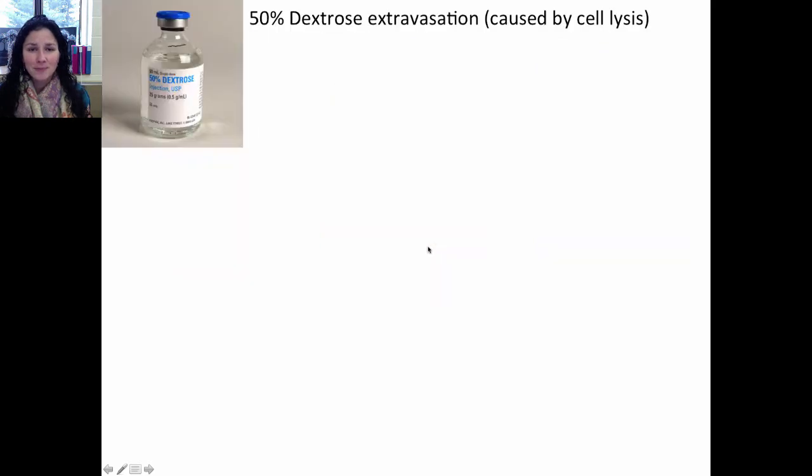I'll tell you why. Here's an example of a solution that is injected into patients when they have low glucose levels in their blood. It's 50% dextrose.